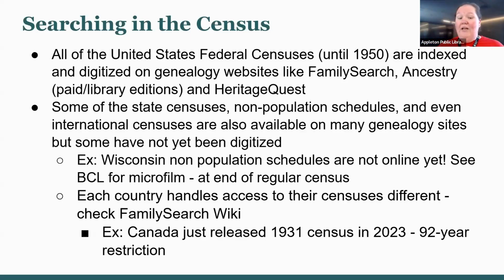But of course, every country is going to handle the census differently and their access to them, which is why I always recommend checking the wiki on Family Search. Canada, our neighbors to the north, just released their 1931 census two years ago because they have a 92-year restriction, which is different than our 72-year restriction. So every country is going to handle it differently. Some of it might be online, some of it might not be online. So that's why I would always start with that Family Search wiki.